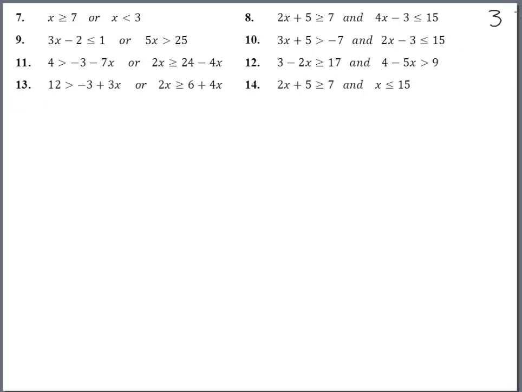Okay, here we start with page 3. We're going to write the solutions for 7 through 14 of these compound inequalities. So we start with number 7. We've already been given the answer here, so x is greater than or equal to 7, or x is less than 3. And we put these little braces on it and write the x such that, and we get this. So that's the solution. The graph.